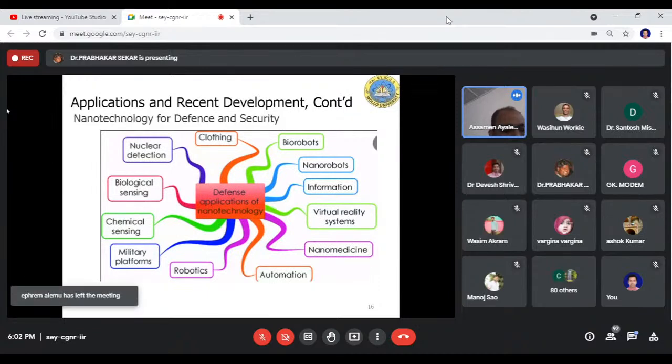So this slide is just to show you how wide the application of nanotechnology is. For example, if we consider the application of nanotechnology in defense, the soldiers may have unique clothes which have different applications for security. Biorobotics or nanorobots will be used in defense or military applications. Military protection, chemical sensing, biological sensing, nuclear detection, and the likes are very important applications of nanotechnology in defense and security. So nano is very important, and it has a really wide application. Next, sir.